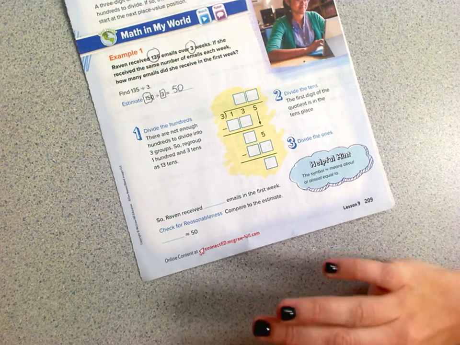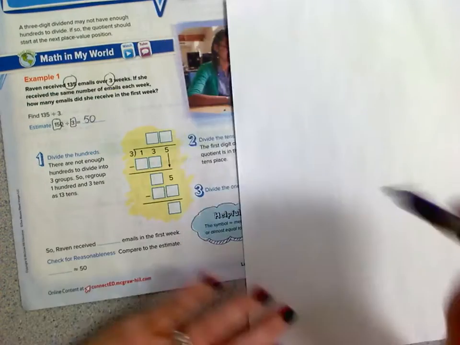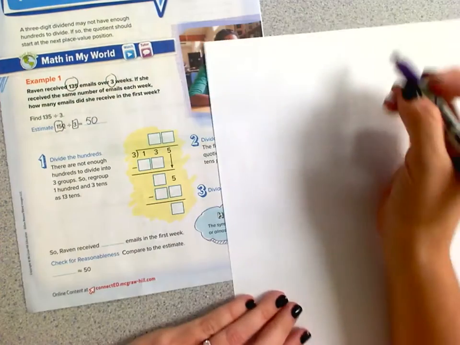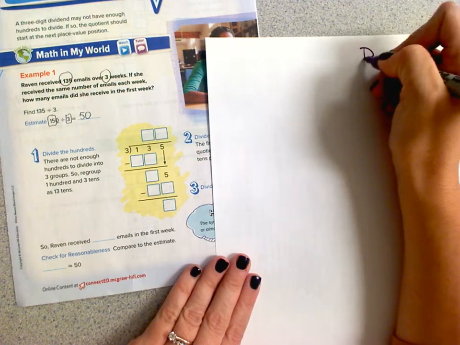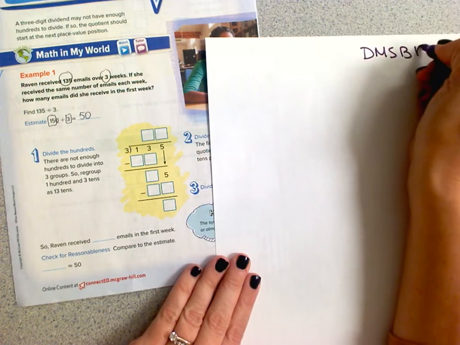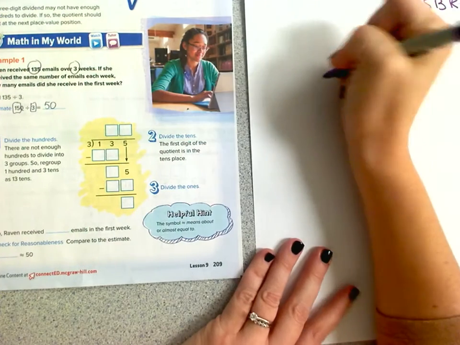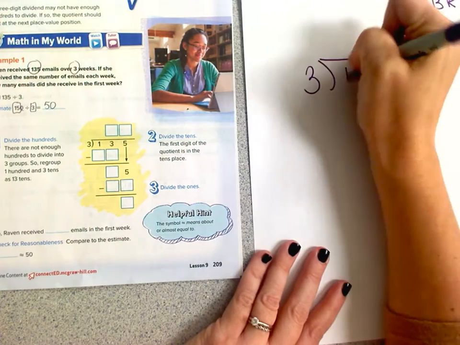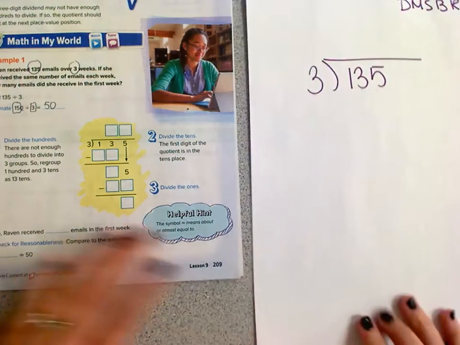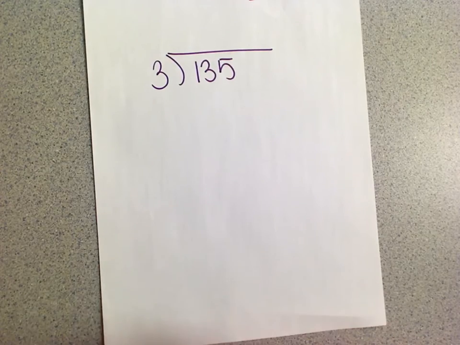Okay. I'm going to do this on a separate sheet because I love to space things out. I'm going to make my paper long ways like this so that I have plenty of space if I have to bring down a lot. My acronym at the top, McDonald's Sell Burgers Raw, really means divide, multiply, subtract, bring down, remainder, or repeat. And today I'm dividing 135 divided by 3. Okie dokie, I'm all set up.